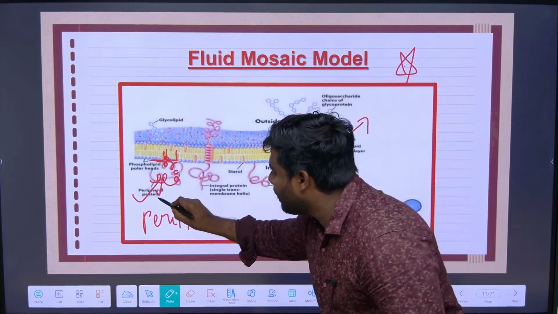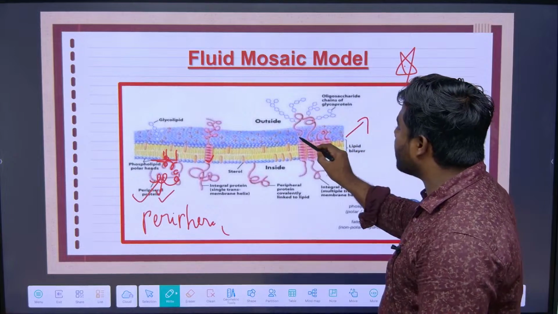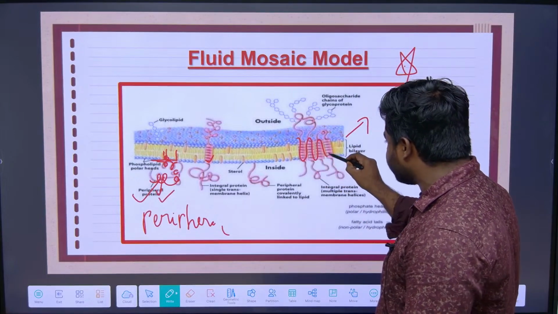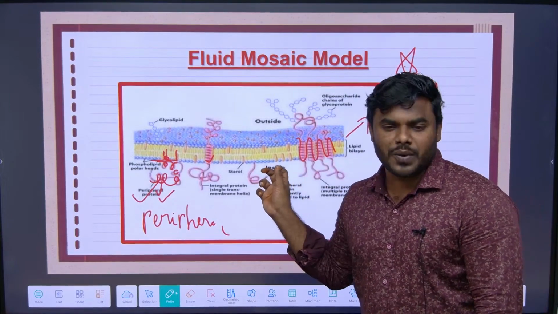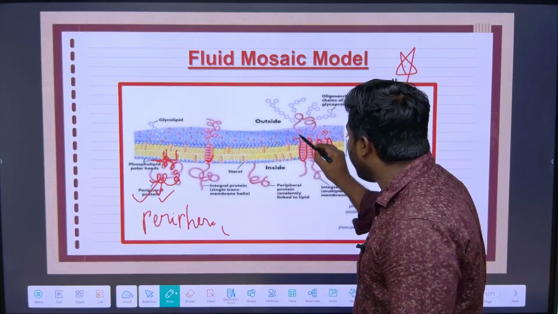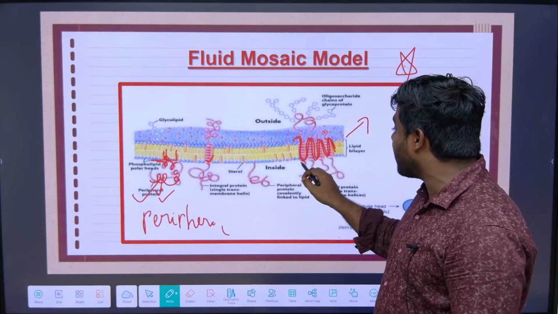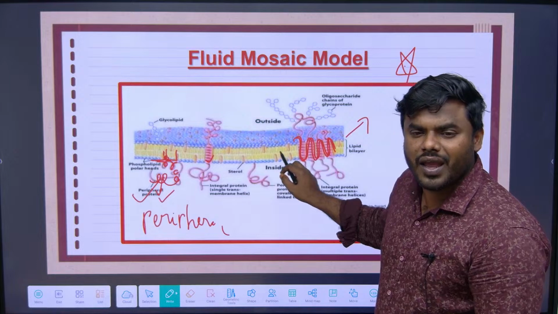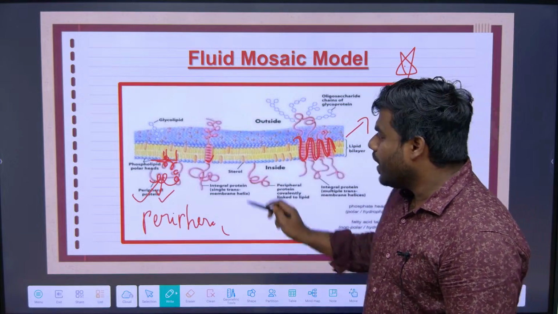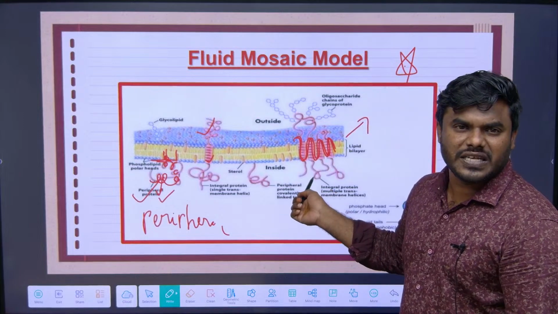Now, we have peripheral proteins, we have integral proteins. We also have transmembrane proteins. What are called transmembrane proteins? Those which are spanning, which are going across the plasma membrane. That is what exactly we call transmembrane proteins. Now, on the plasma membrane, peripheral, integral, and transmembrane proteins are present.